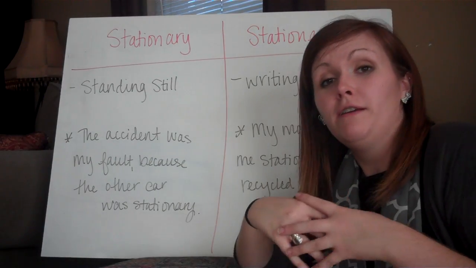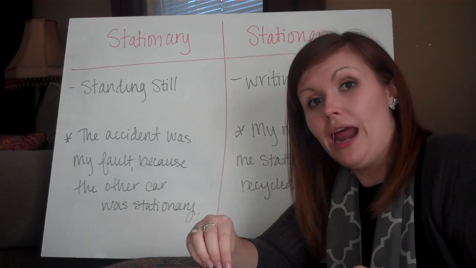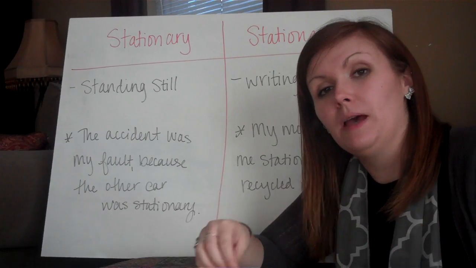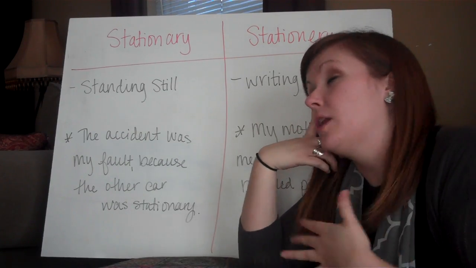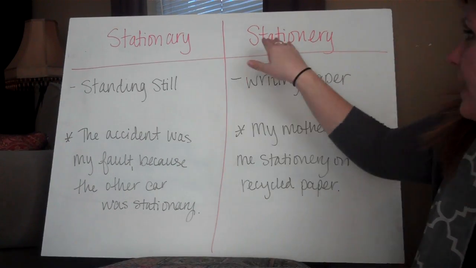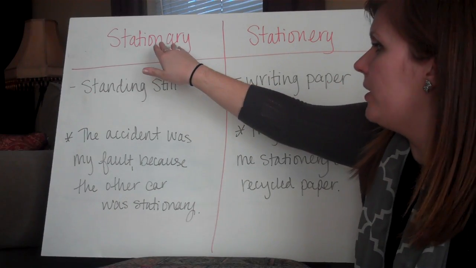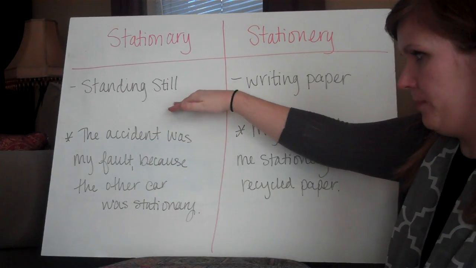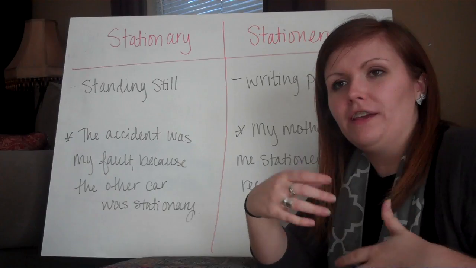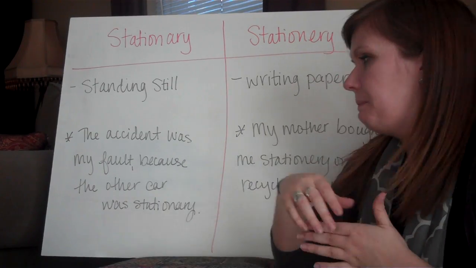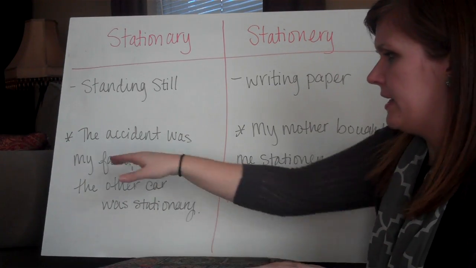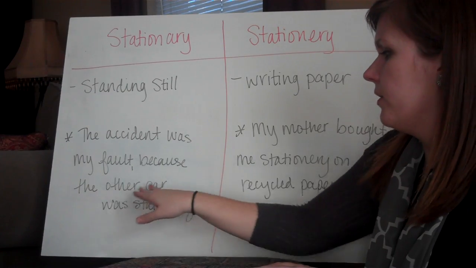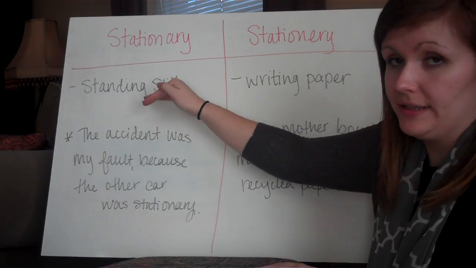Next, we have words that used to confuse me a lot, and sometimes I still get them mixed up, so it's something that's really important to just kind of put in your memory bank. We've got stationary and stationery. The first one with an A means standing still. So I like to think of a stationary bike or something like that. But if you're using it in a sentence, you would say the accident was my fault because the other car was stationary, meaning it was standing still.